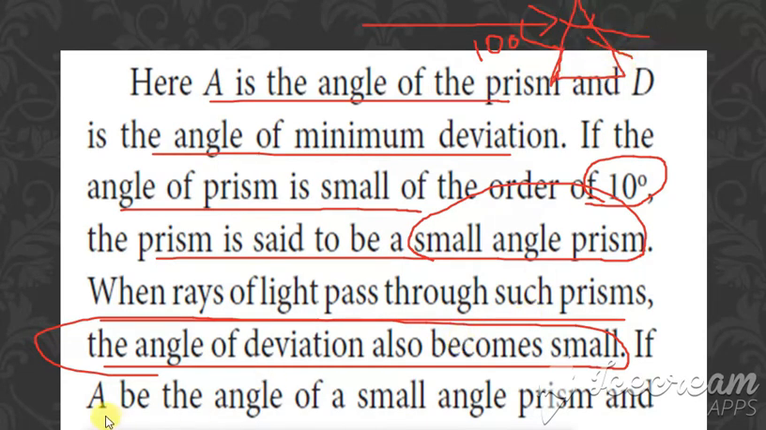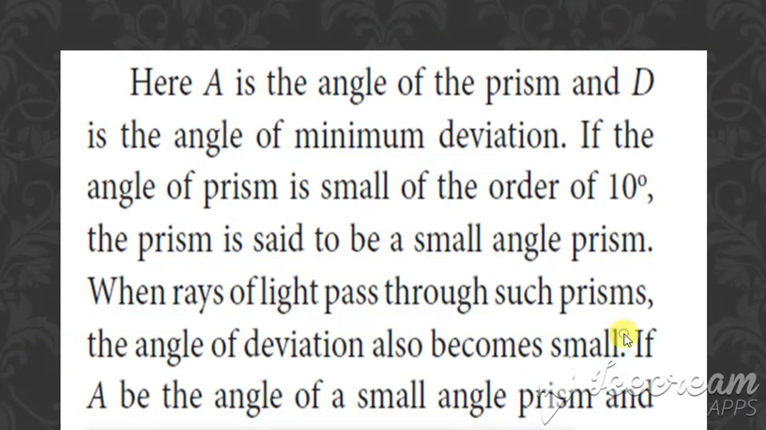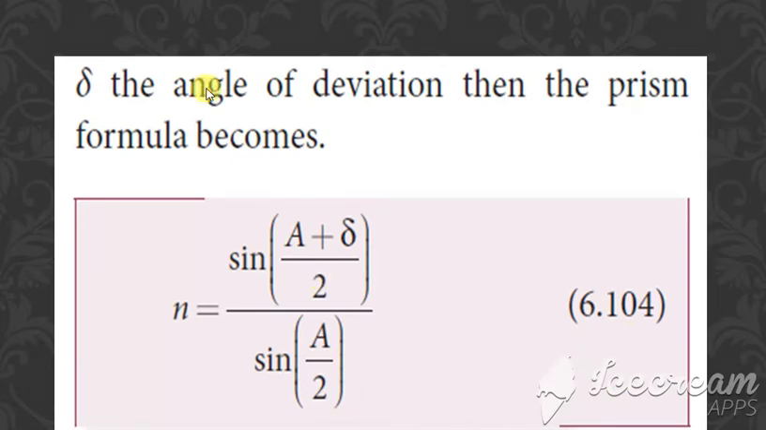So we can say that the angle of the prism is small and the angle of deviation is also considered to be small. So A is the angle of the prism. Then for D we are writing δ, so δ is the angle of deviation. So the formula becomes sine of (A plus δ) divided by 2, divided by sine of A by 2.